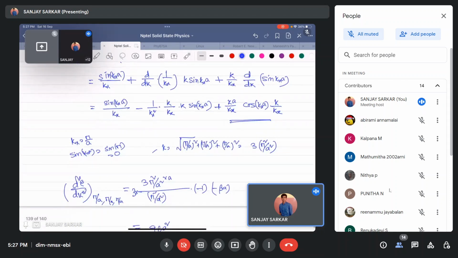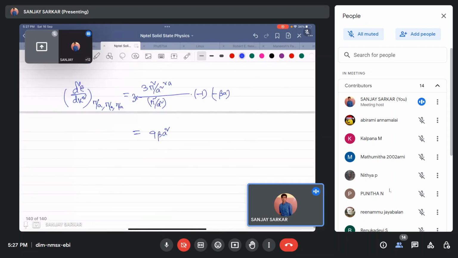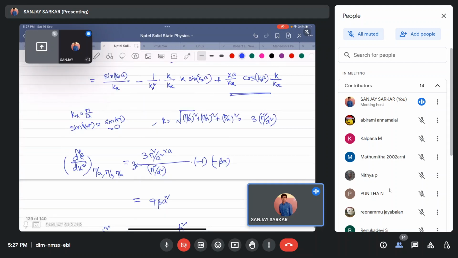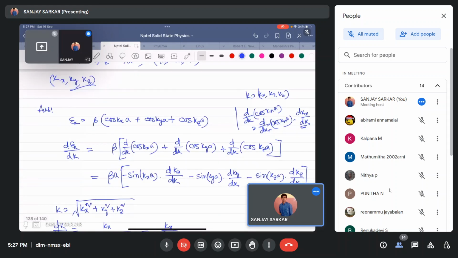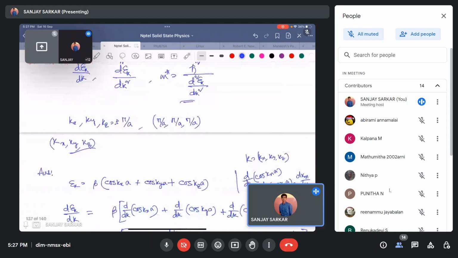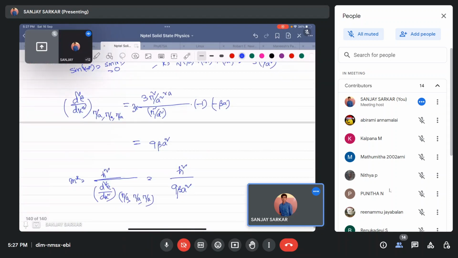So this is what we get for d2 epsilon dk2. Now what we have to do is m star, which is h bar square by d2 epsilon dk2 at pi by a, pi by a, pi by a, and this value will be h bar square by 9 beta a square. So did I do anything wrong here? The answer should be h bar square by 3 beta a square, and I am getting 9 beta a square. Have I done anything wrong?